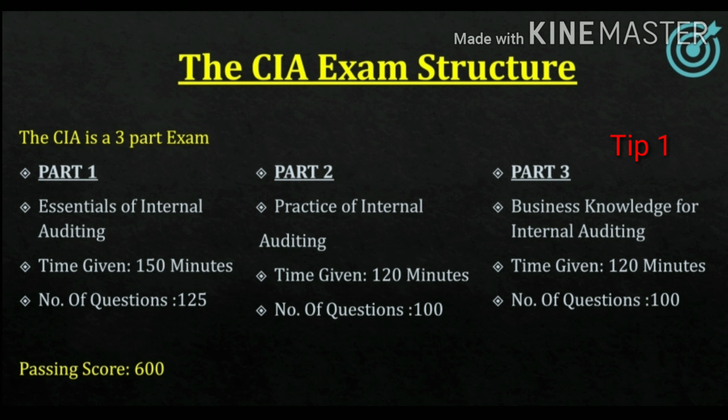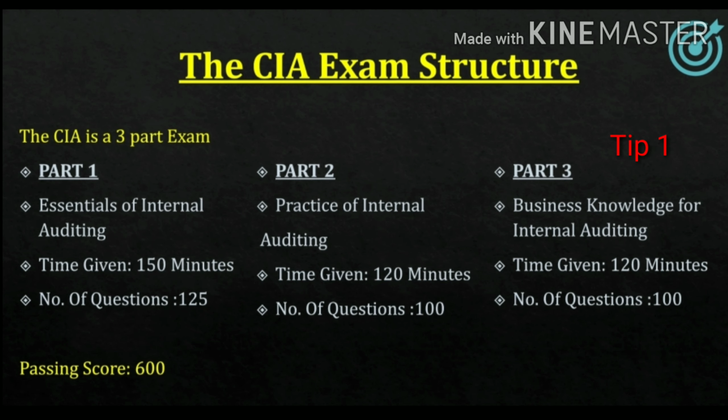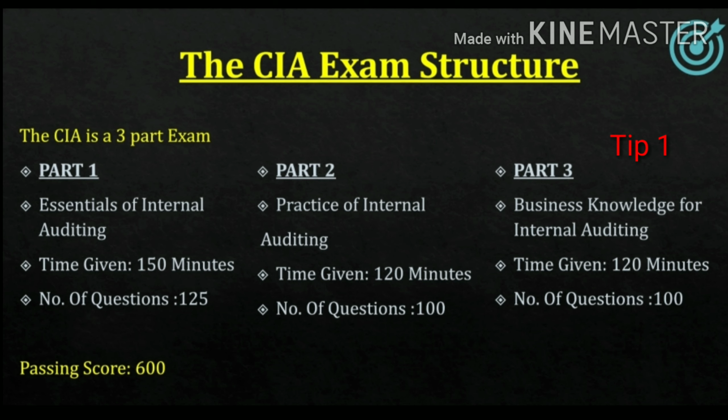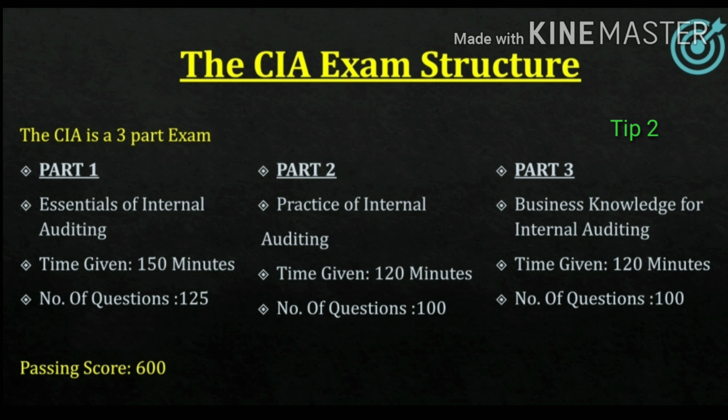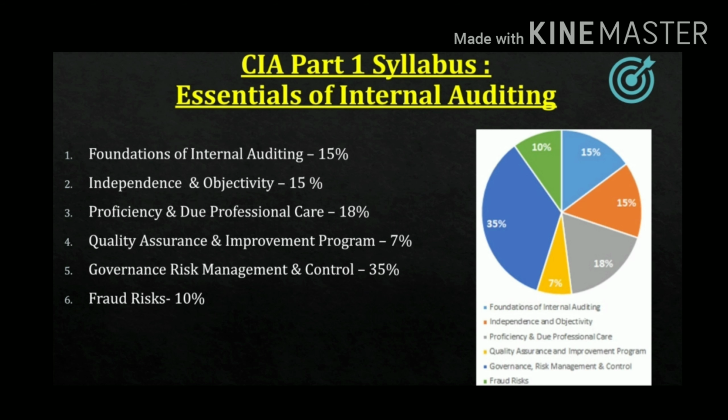Now, tip number 1 over here is you will have roughly 72 seconds, that is 1 minute 12 seconds to answer each question. You can divide your time accordingly. You can add some time in one question and take less time in another. Tip 2. All questions are equally weighted and there is no penalty for wrong answers. So answer all questions in the exam.